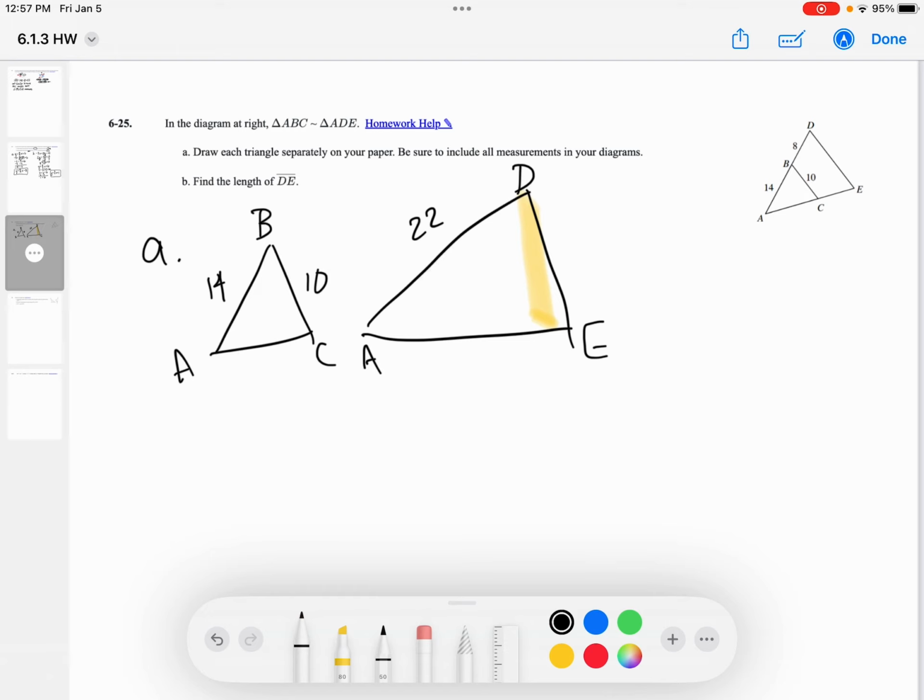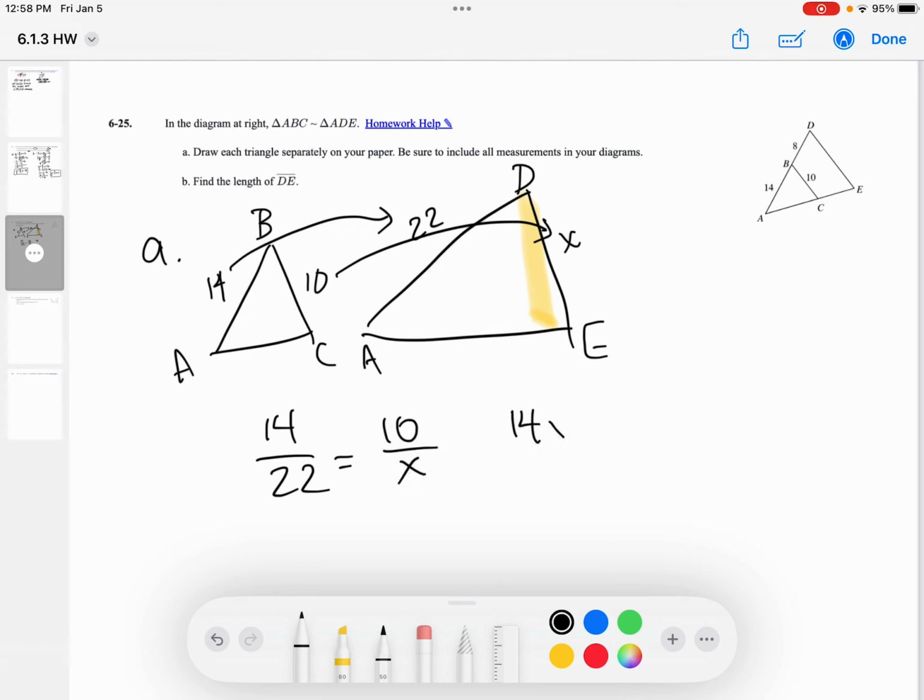Okay, so 14 corresponds to 22. I'm going to call this side X, and 10 is going to correspond to that. So we make our ratios. 14 over 22 equals 10 over X. And now we'll cross multiply. 14x equals 220, divided by 14. And 220 divided by 14 is 15.7.